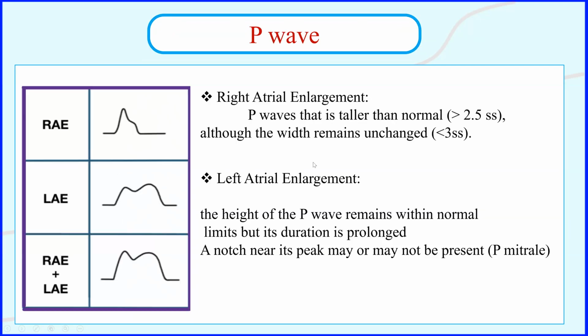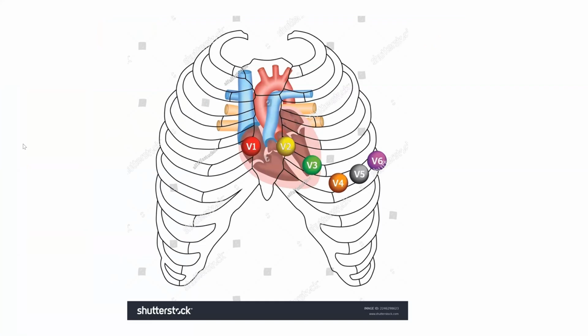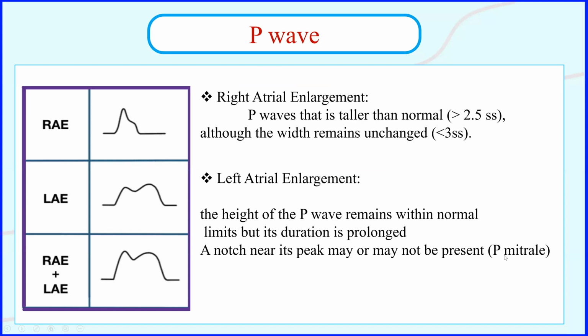Why P mitrale? Again, guys, if we go back to this picture here, remember we have a mitral valve here separating the left atrium from the left ventricle. If there is a stenosis, the left atrium will have a hard time pumping blood to the left ventricle, so it will be enlarged. So that's why it's called P mitrale. Now in P mitrale, guys, there is a very easy feature that you can recognize easily, which is the pivot or this notch here. If you see this notch, this is by definition the P mitrale and indicates left atrial enlargement.